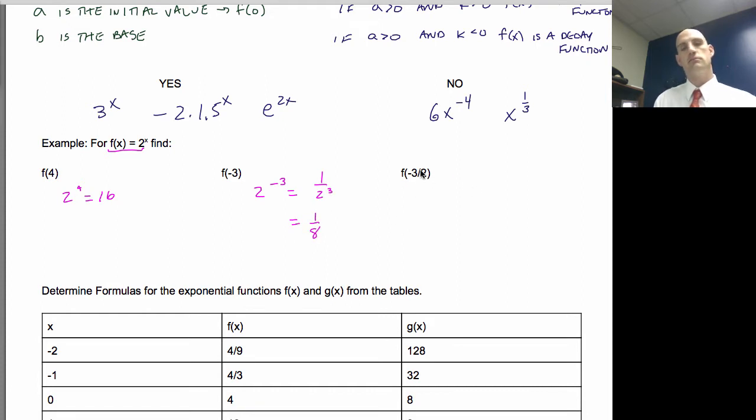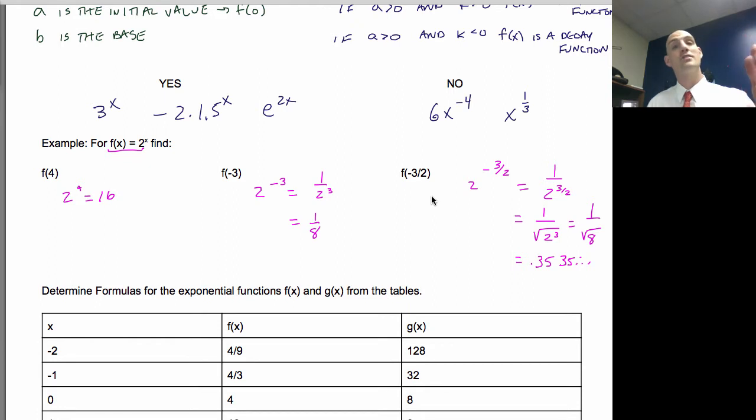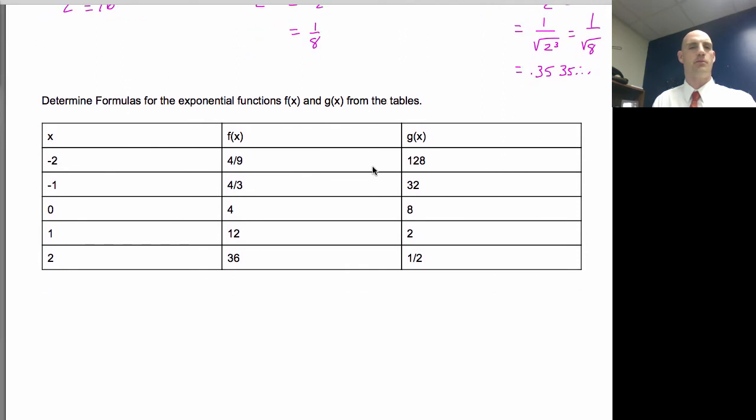If we've got f of a fraction, we could do 2 to the negative 3/2 power, which would be equal to 1 over 2 to the 3/2, which would be equal to 1 over the square root of 2 cubed, which is 1 over the square root of 8. And if I was going to write that as a decimal approximation, I'd have 0.3535, etc., etc. Okay? Exponential functions, I can evaluate them. I can also find a formula for them. Okay, so that first part was something you probably already know.